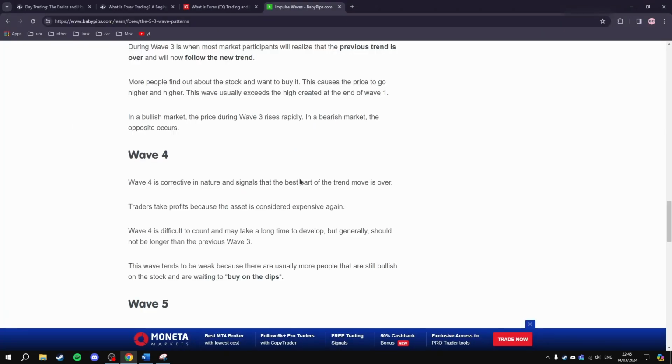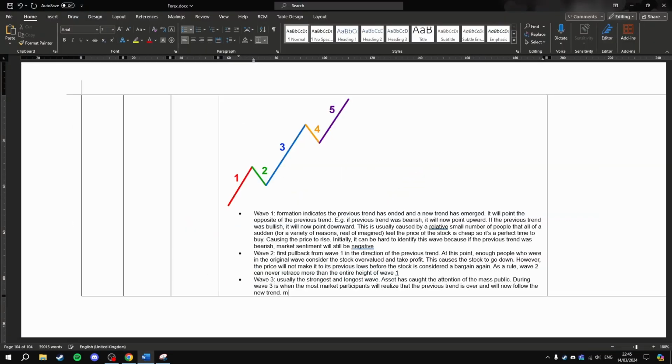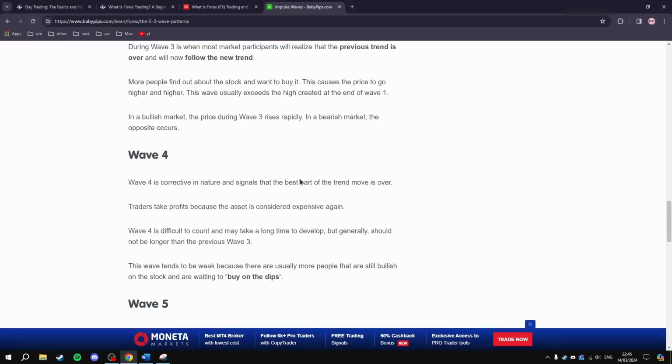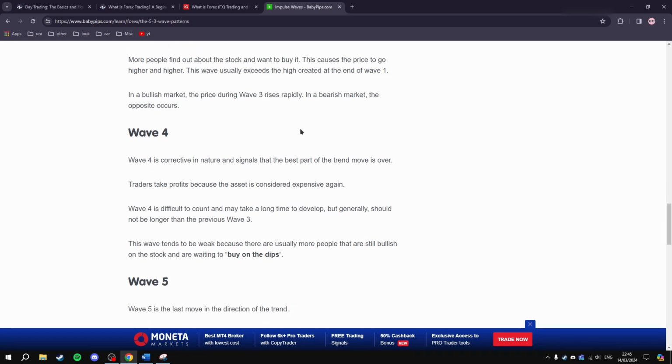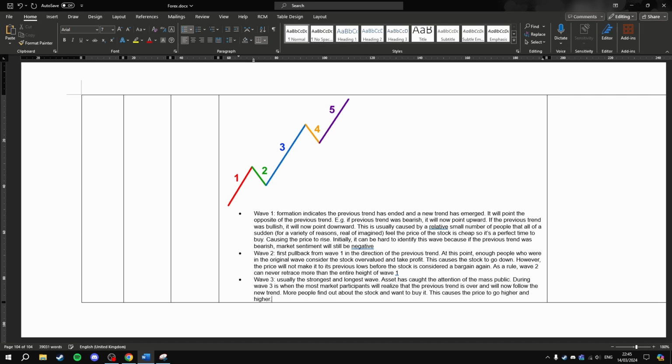More people find out about the stock and want to buy it. This causes the price to go higher and higher because there's going to be less supply and more demand.